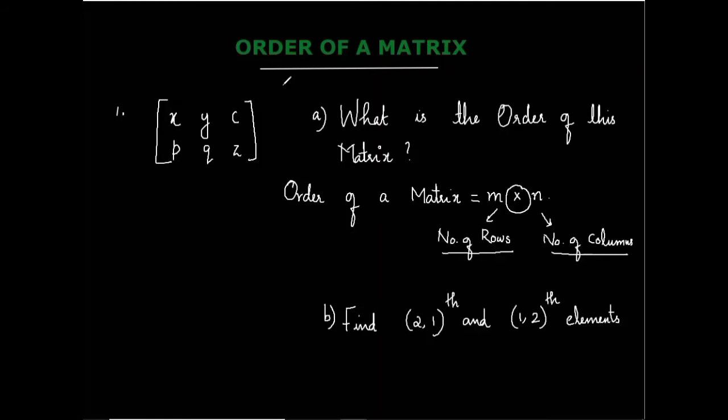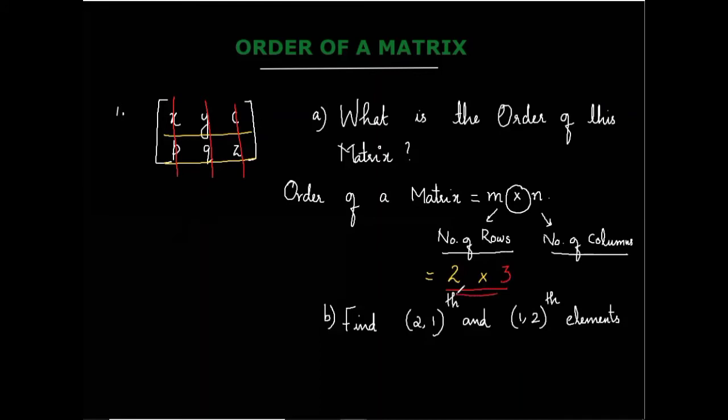So we have to find the number of rows here. In this matrix, we have just 2 rows here, 1, 2. So M here is 2 by. How many columns are here? We have 3 columns here, 1, 2, 3. So 2 by 3. So the order of this matrix is 2 by 3.